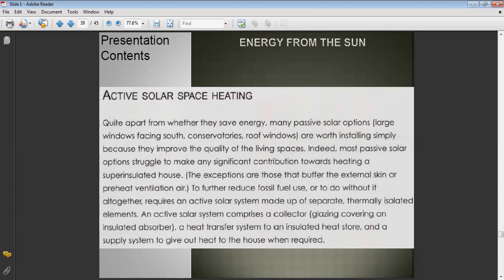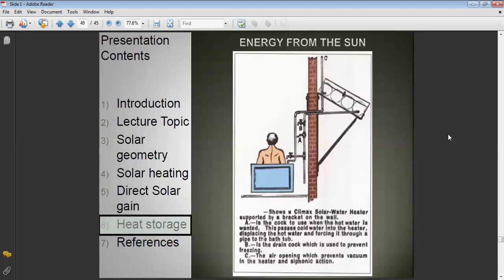Apart from whether they save energy, many passive solar options are worth installing simply because they improve the quality. So once they are able to improve the quality, or where you think that the passive mechanism is not good enough to provide a comfort zone, we have to go for a hybrid one where the active solar systems have also to be induced. This over here, as you can see, is a solar water heater with the piping mechanism that could be utilized. This is just like a solar geyser.